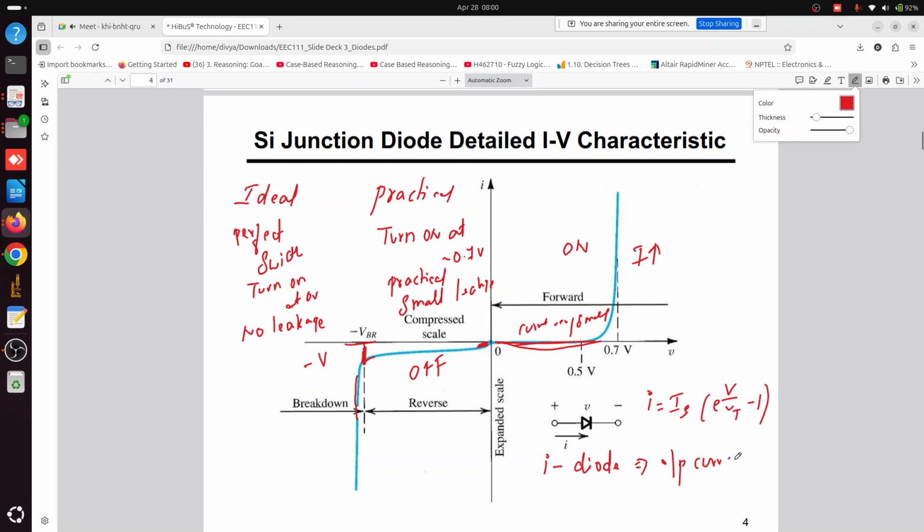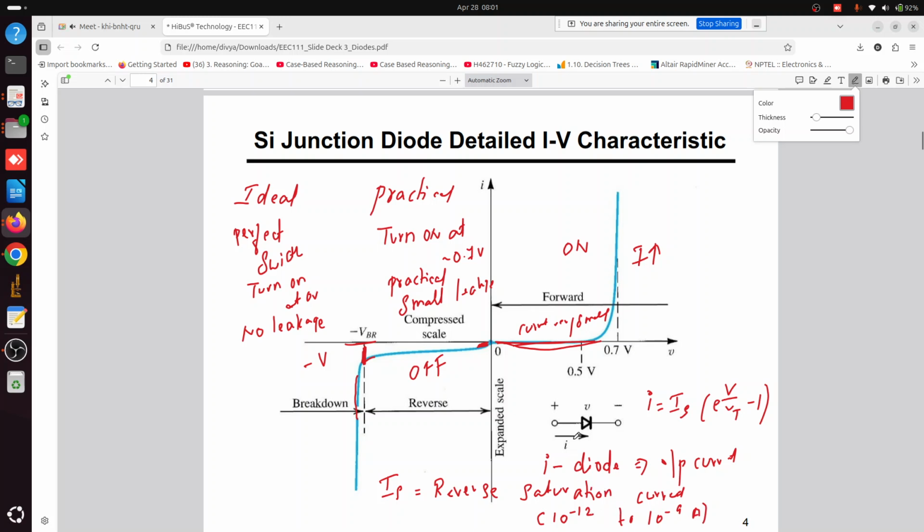And we have Is. I told you there will be some small reverse leakage current, so Is is the reverse saturation current, the small amount of current that exists in the reverse bias region. Typically it has some value, in between 10 to the power minus 12 to 10 to the power minus 9 amps. That's why it is very small.